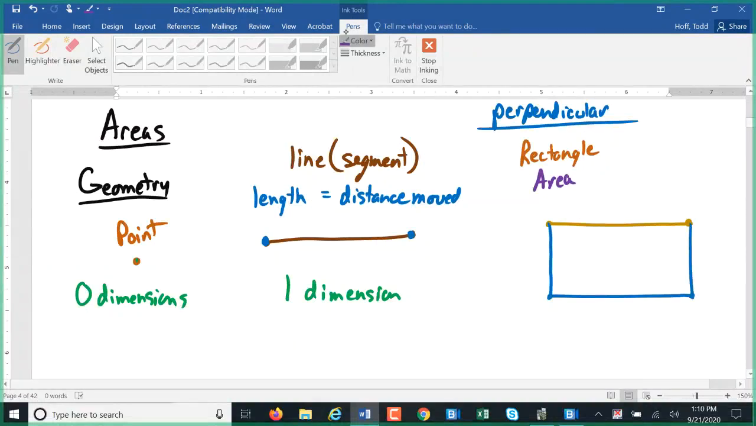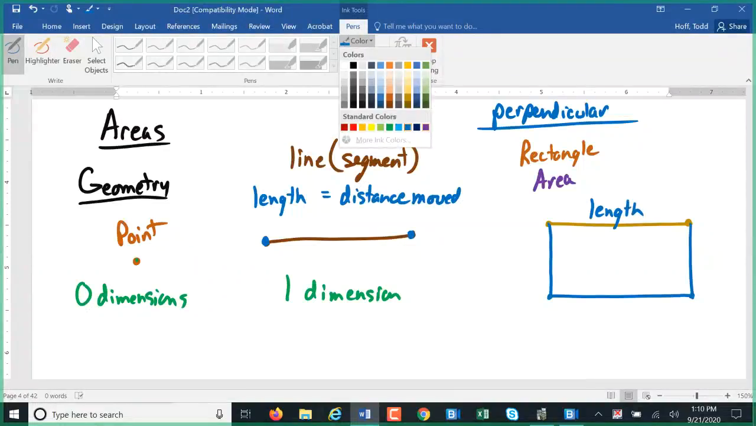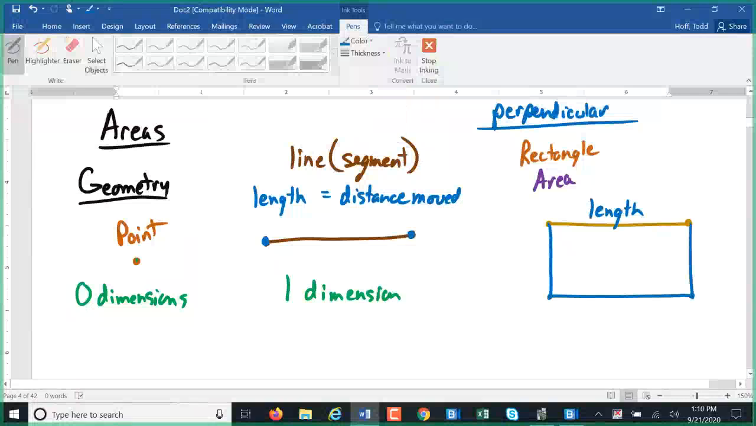The size of that area depends on the length of the original segment, and once again, the distance moved. This time, the distance moved is often referred to as a width for that rectangle. So area is defined to be length times width, or a length times a distance moved.